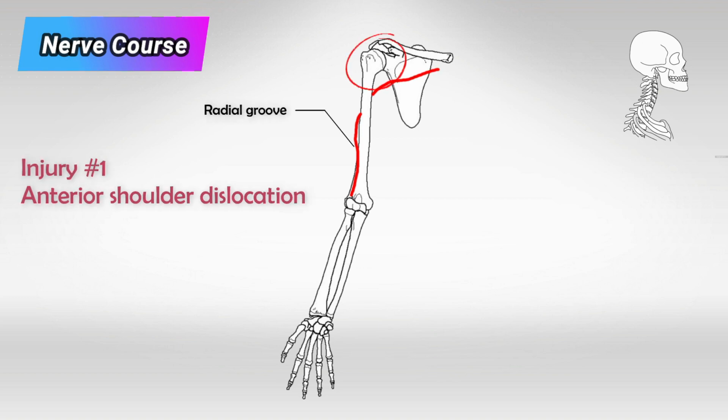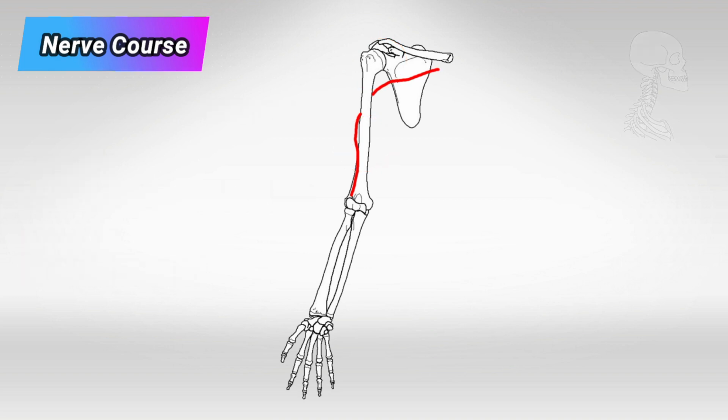Anterior dislocation of the shoulder can stretch the axilla and injure the radial nerve. And the other scenario is fracture of the humerus bone, and this can also injure the radial nerve. Anyway, as it descends in the arm, it supplies the triceps muscle, and because it supplies the triceps muscle, the radial nerve is responsible for arm extension.